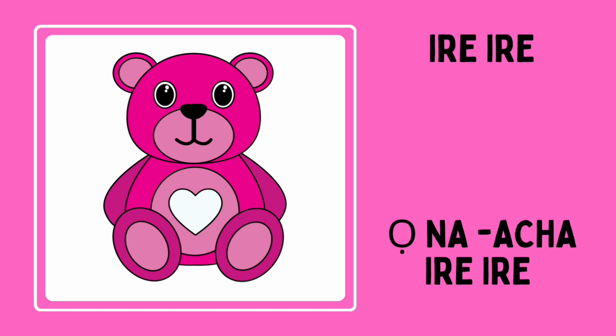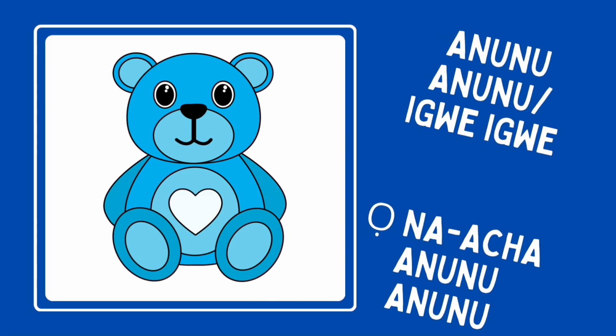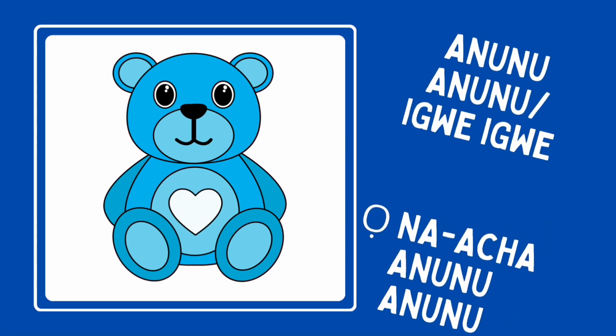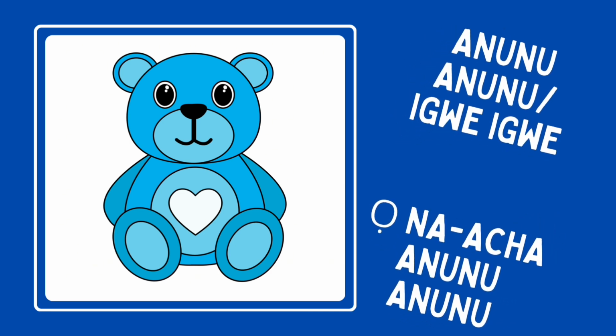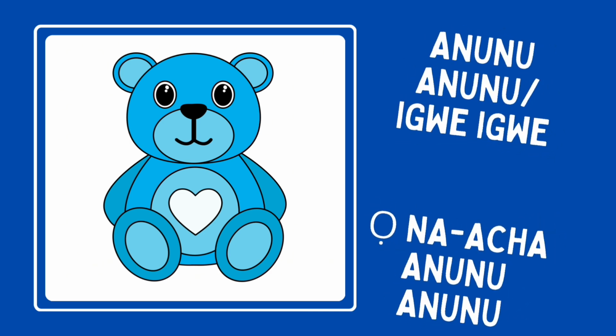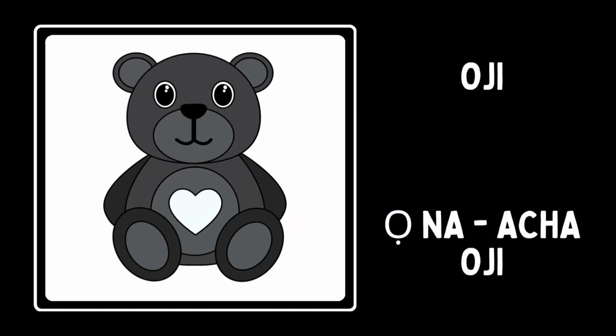Ire ire, pink. Ọ na-acha ire ire. It is color pink. Anụnụ anụnụ or igwe igwe. Ọ na-acha anụnụ anụnụ. It is color blue. Oji, black. Ọ na-acha oji. It is color black or it is dark in complexion.